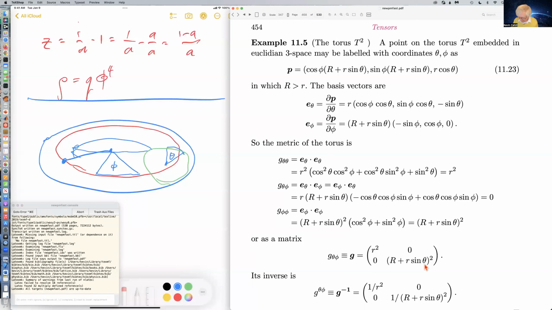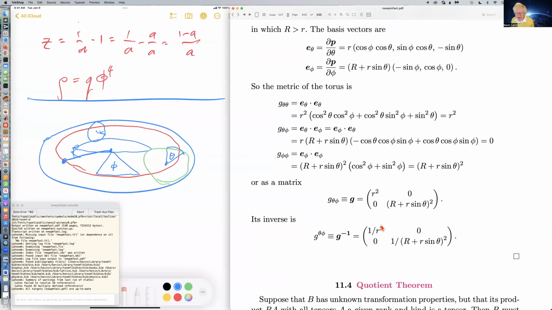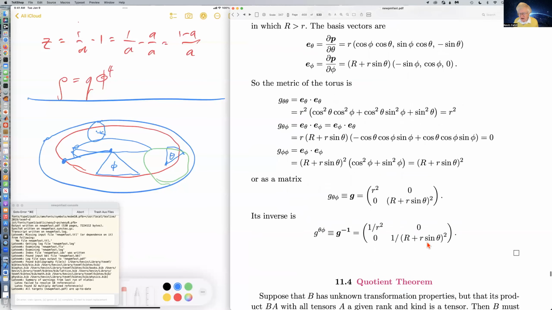And little r just goes from this center to there, that's little r. Well, I think you guys all understand that. The inverse of this metric is obviously just, since it's diagonal, it's just the diagonal of the inverses. All right, so that's the problem.